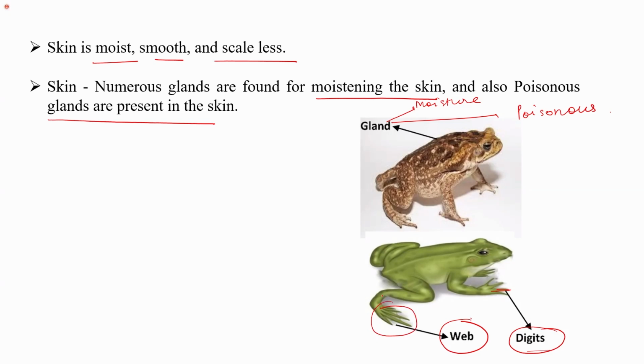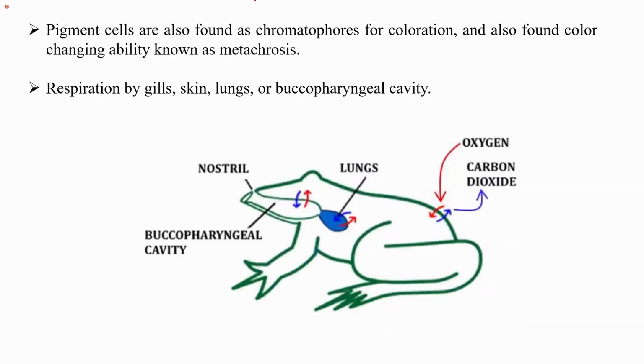So these animals belong to the tetrapods. They have limbs, they have digits. Pigment cells are also found, which are known as the chromatophores. The word chroma means color, so it is related to pigment. Some amphibians have the ability to change their color, and this is known as metachrosis.